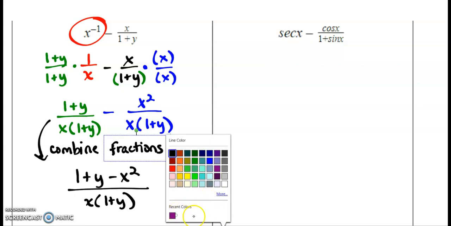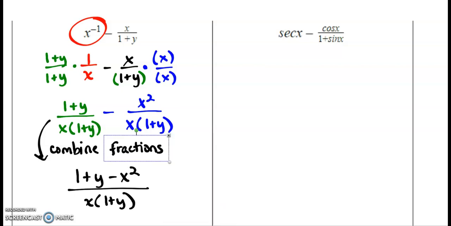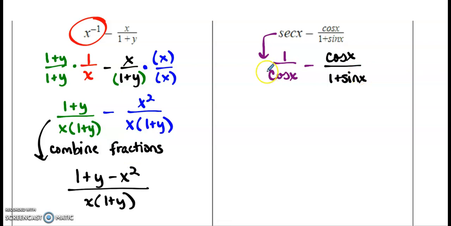So as we move into our problem on the right, we're going to have some similar things that we need to do. First off, right now, really not much we can do in terms of simplifying because we have too many different trig ratios. So I'm going to start by rewriting secant as the reciprocal of cosine. And then I'm going to keep my second fraction as it's written. And now I have 2 completely different looking denominators.